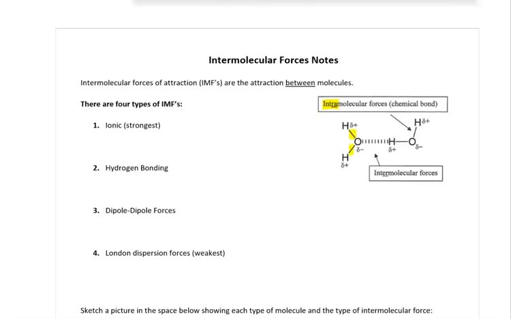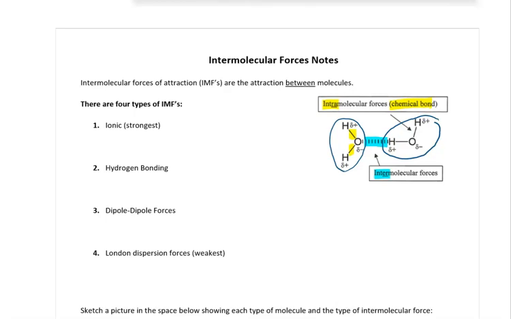So if I look at an example like H2O, the bonds connecting the H's and the O's are intramolecular forces, chemical bonds within the molecule. What we're looking at today are intermolecular forces. This is the attraction of one water molecule to a totally separate water molecule. Now, it's not a bond, it's just a force of attraction.